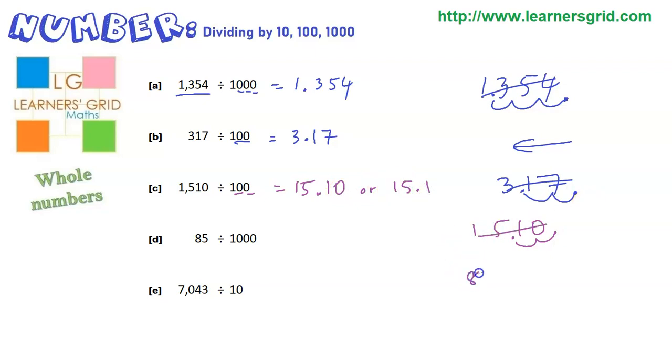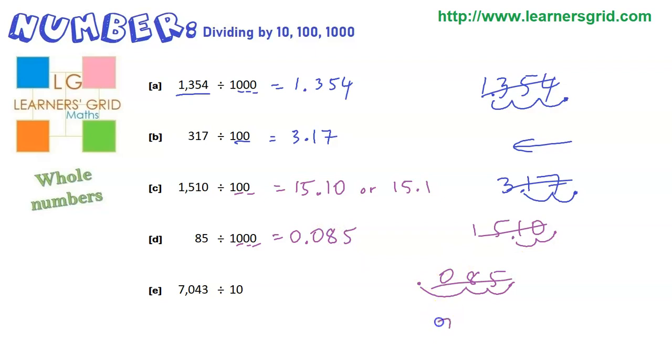Okay, for this one here, we've got 85. Decimal point is here. We have to divide by 1,000, so it's 1, 2, 3 zeros. So 1, 2, 3. Okay, so the decimal point will go here. This gap here doesn't have a digit in it yet, but we have to put one in because we skipped the space. So we put a 0 in. And so the final answer is 0.085.